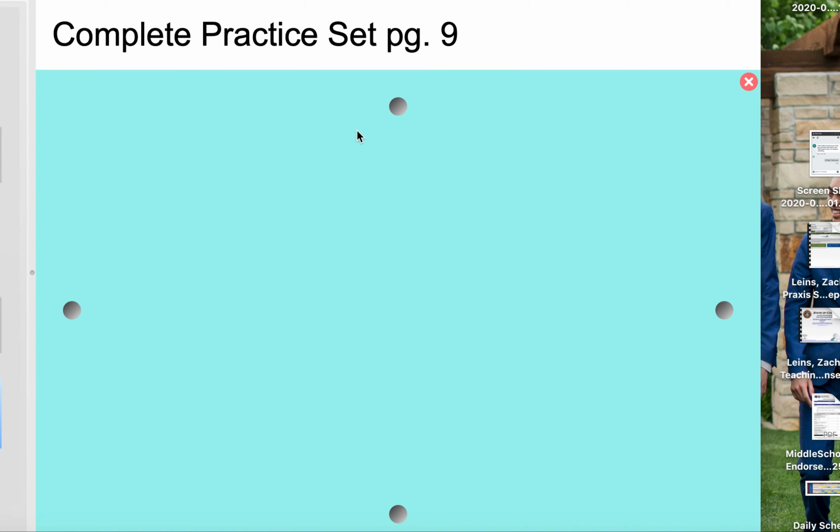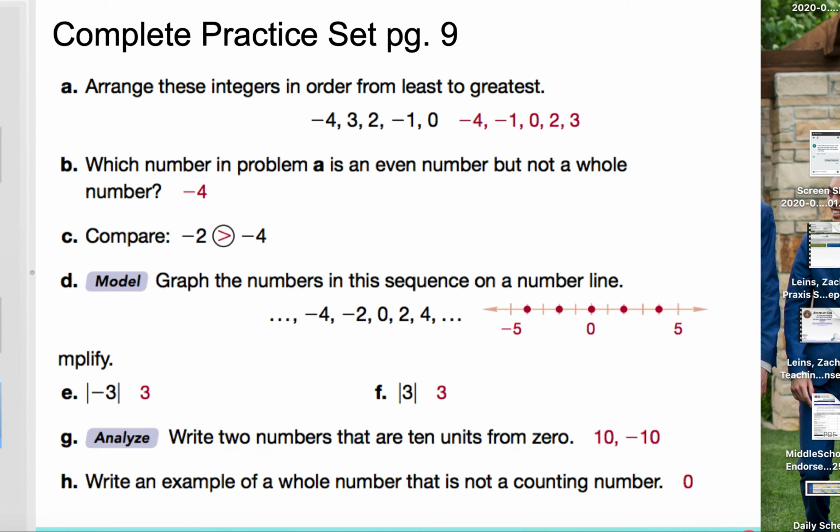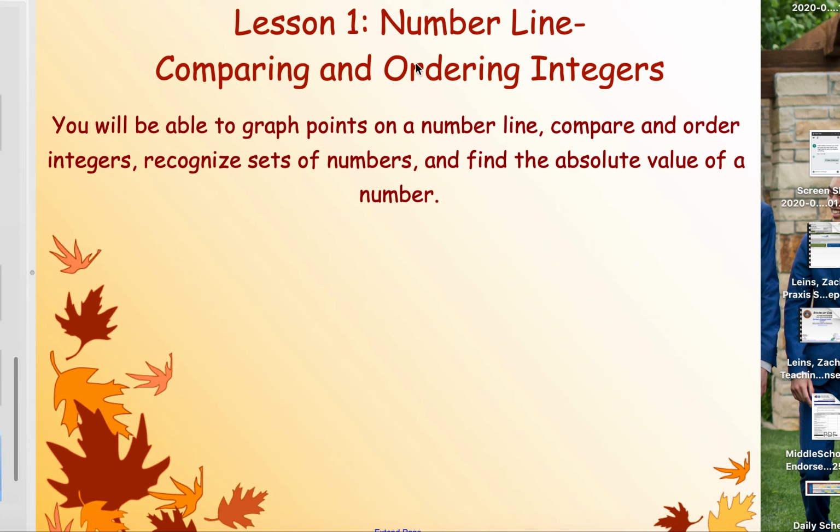All right. Here are the answers to the practice set. We didn't get to that in class today, but it was just more practice of the concepts that we had discussed. And then again, our objective for today was to graph points on a number line, compare and order integers, recognize sets of numbers, and to find the absolute value of a number.